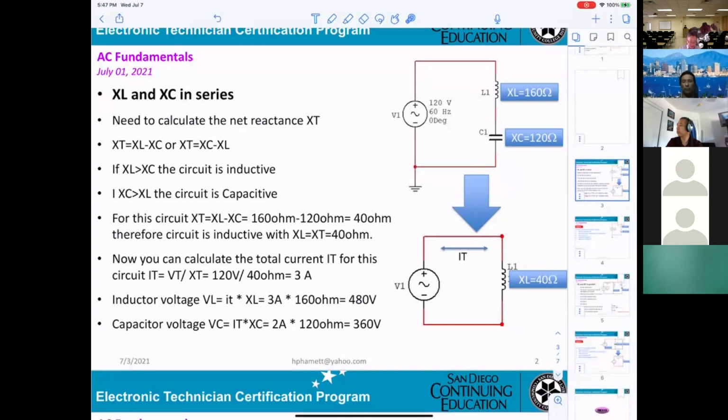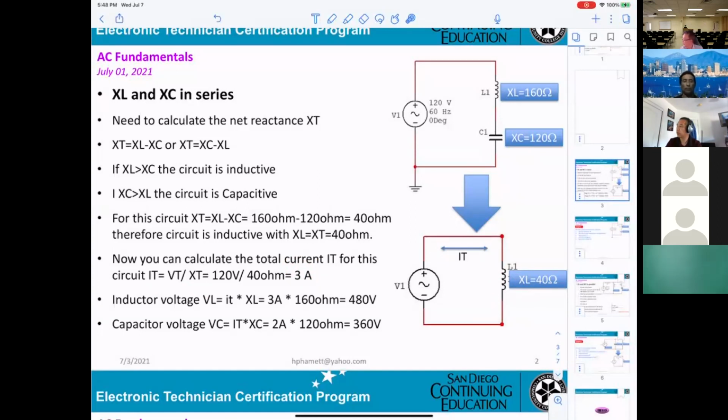Okay? And for the new circuitry, you can easily calculate the total current IT. IT will be equal to VT divided by the net 40 ohm. Okay, you get 3 amp.